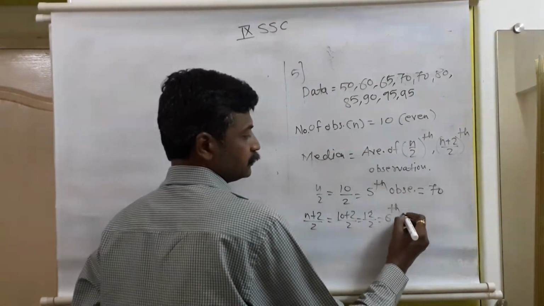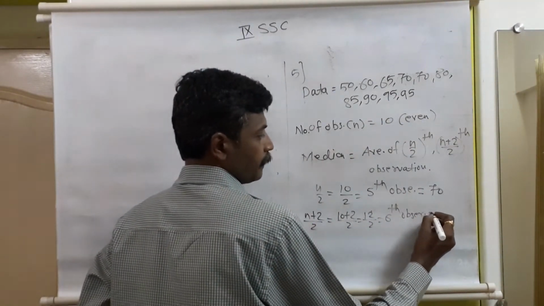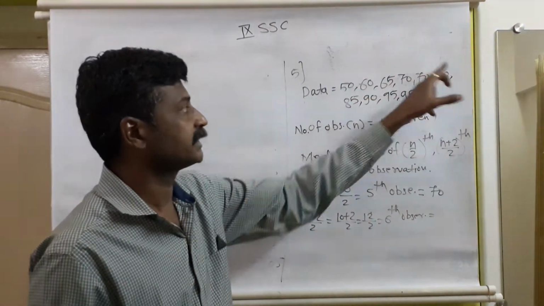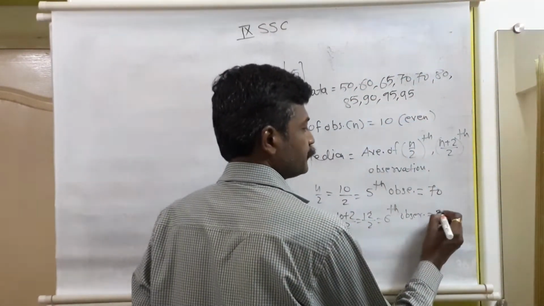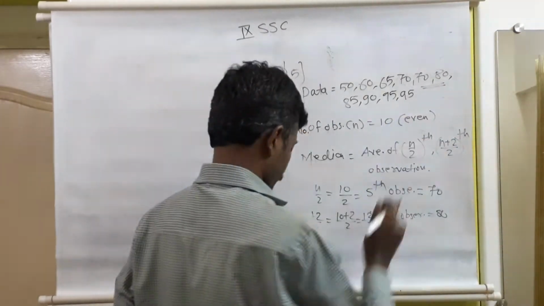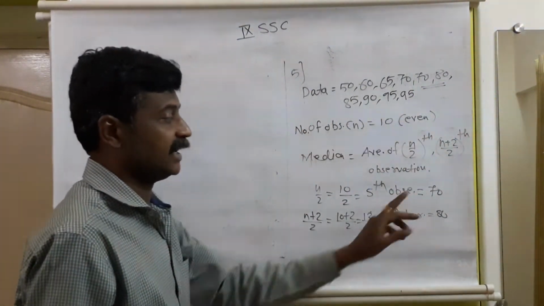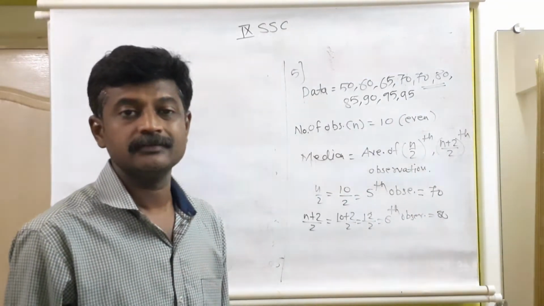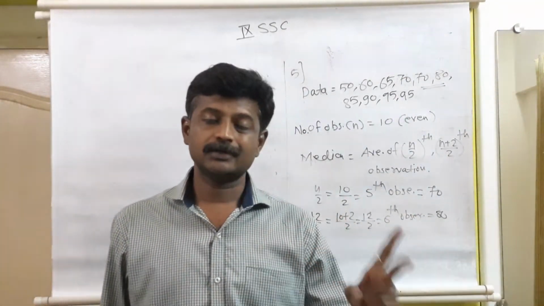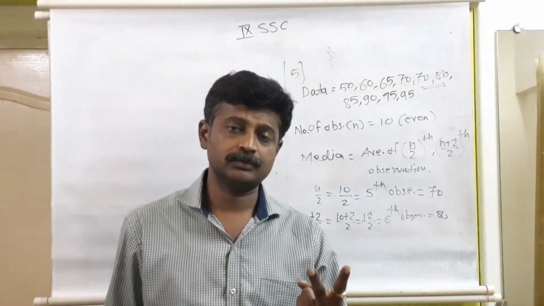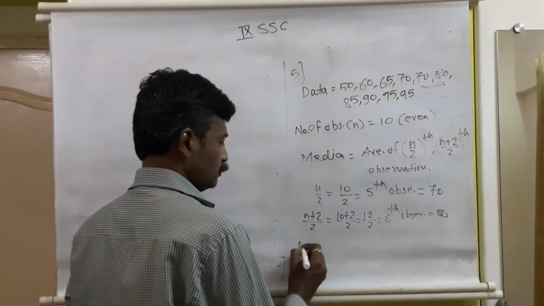It is the sixth observation. Now which is the sixth observation? 1, 2, 3, 4, 5, 6. The sixth observation is 80. So we need the average of these two observations, 70 and 80. How to find the average of two numbers? Average of two numbers is nothing but adding the two numbers and dividing by 2, because two numbers are there.